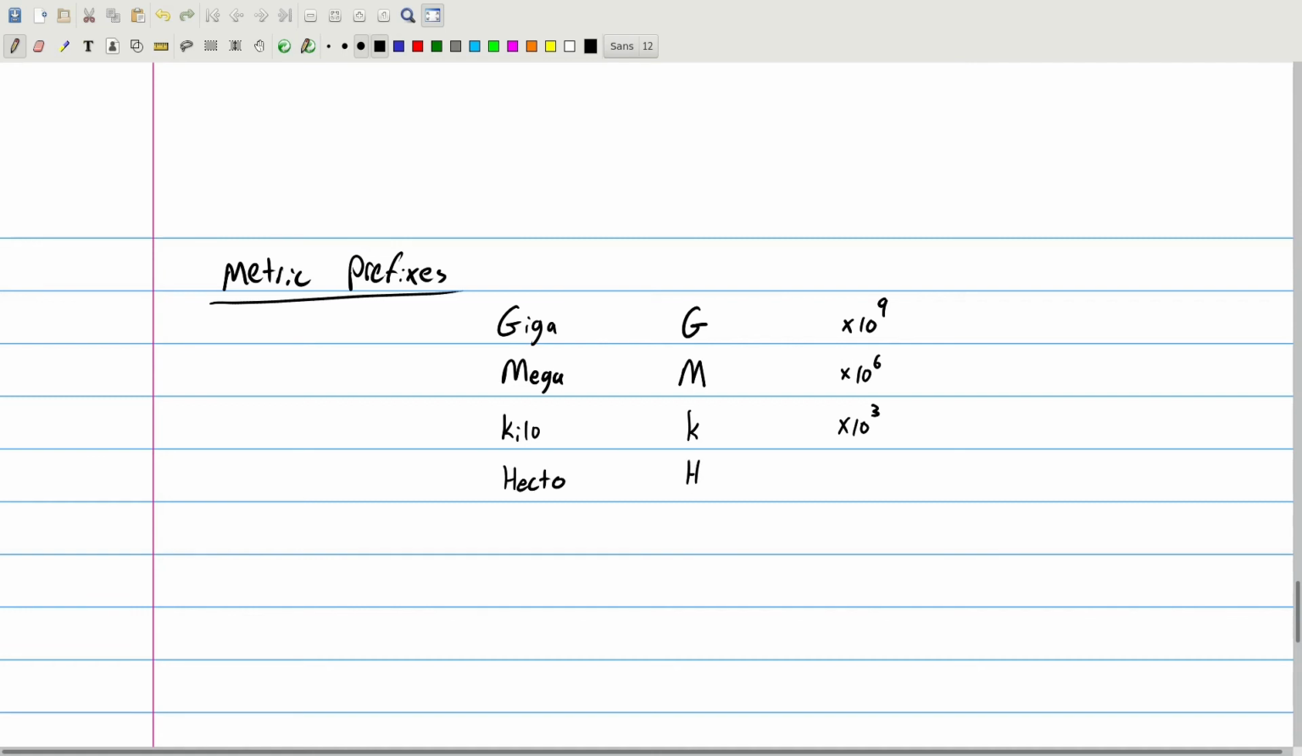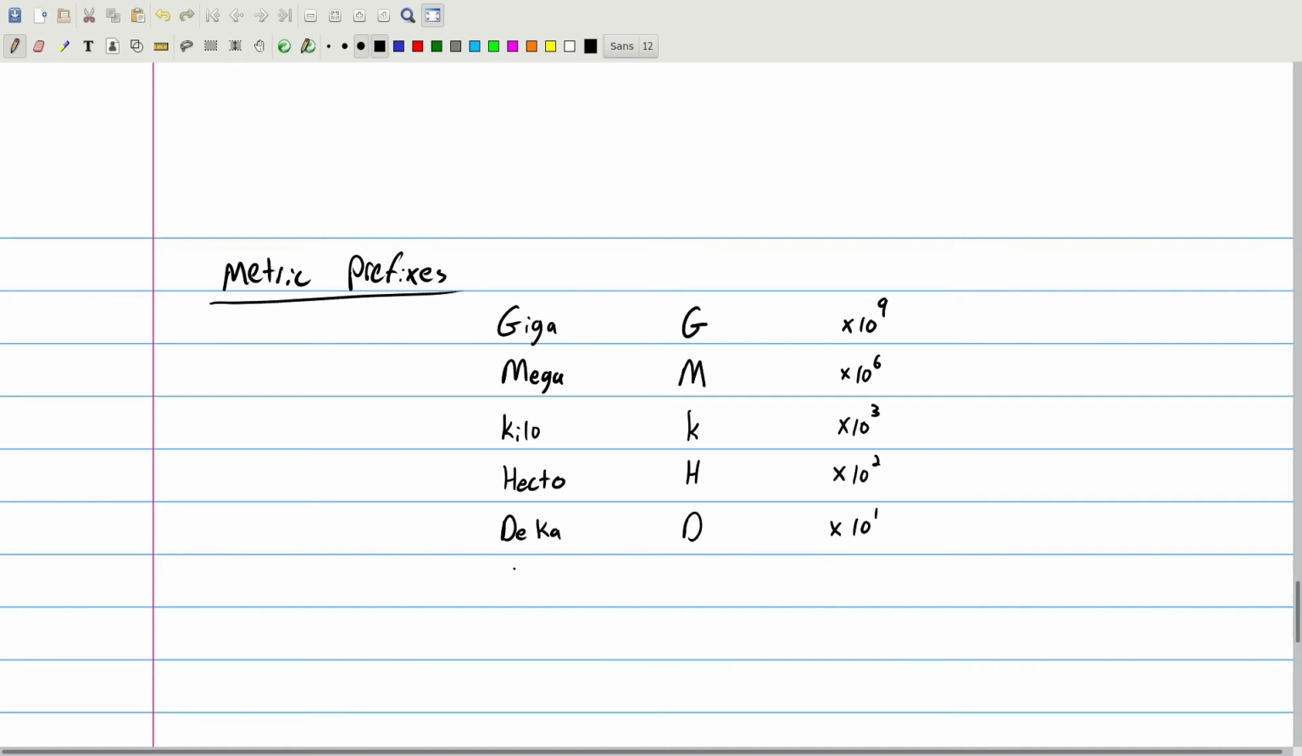Hecto is a capital H. It's going to be times 10 to the 2. You're going to need to know deca. Deca is a capital D. It's going to be times 10 to the 1.